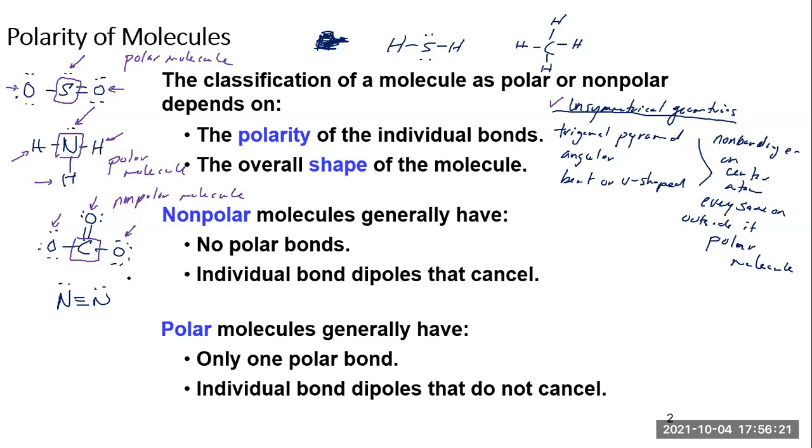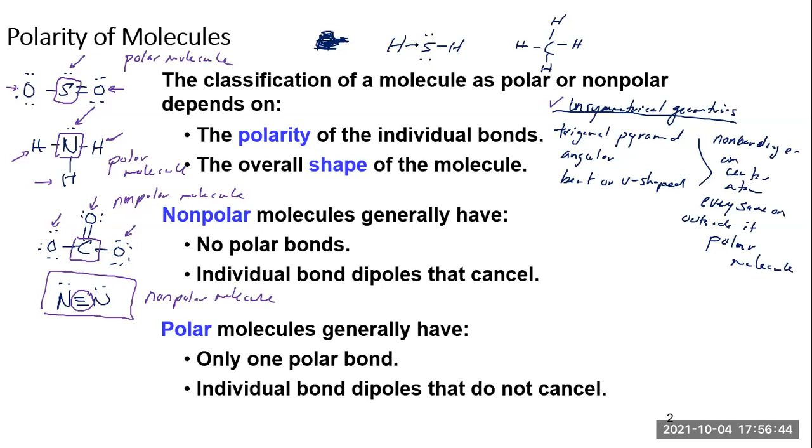This is a diatomic molecule, which means I simply need to decide, is this bond polar or non-polar? And since it is two nitrogens, I know that that bond should be a non-polar bond. And because that's the only bond in this entire molecule, this guy should also be a non-polar molecule.